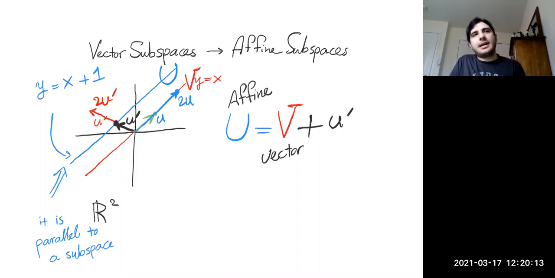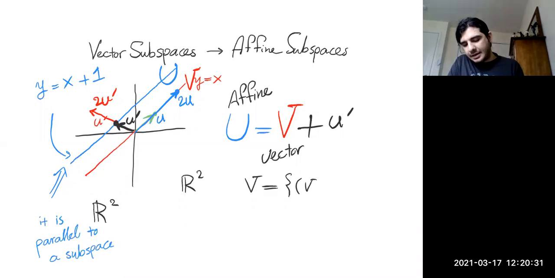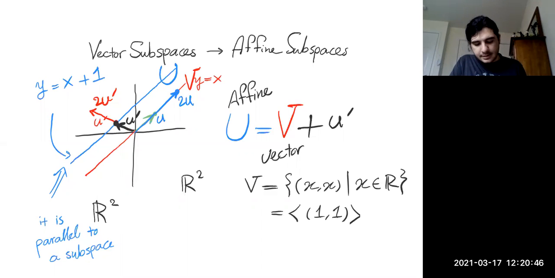Okay, let's look at one example. This is a good example here, actually. We have R2, and V here is, if I want to express it as a subspace, the elements of the form (x, x), where x is a real number, which can be written as the span of the vector (1, 1). Say this is U, the vector (1, 1). The span of that is the whole line passing through it.